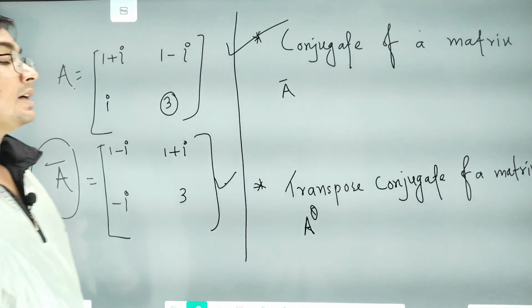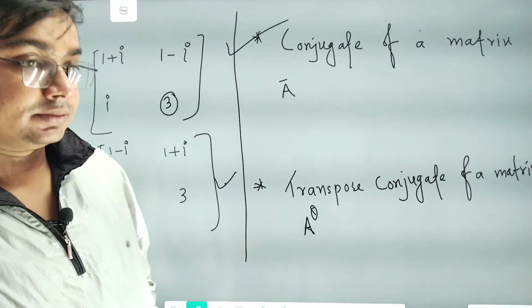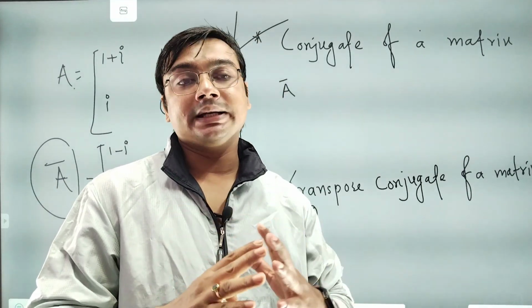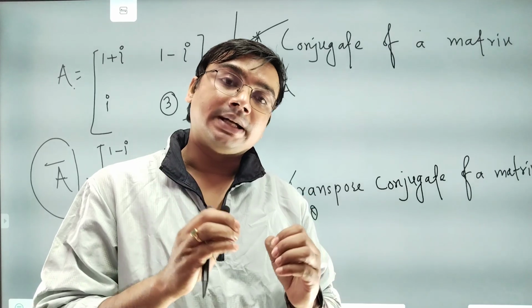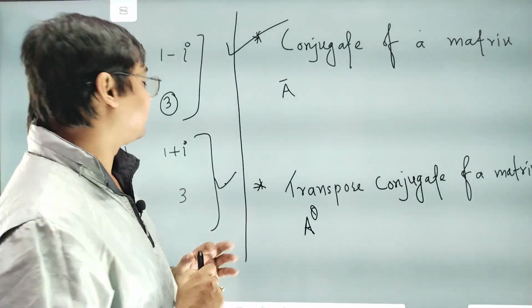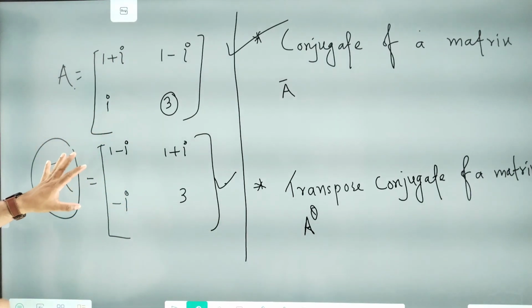Okay, that means a matrix obtained by taking the conjugate of all the elements. Yes, you will get a matrix, and that matrix is called the conjugate of the original matrix. Okay, so this is the conjugate of a matrix.